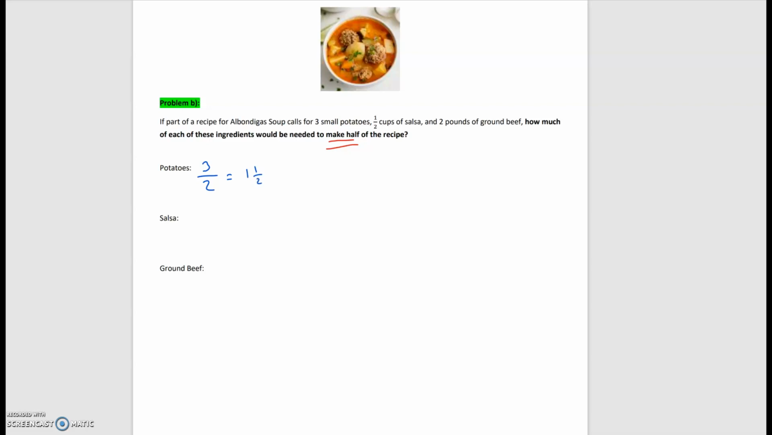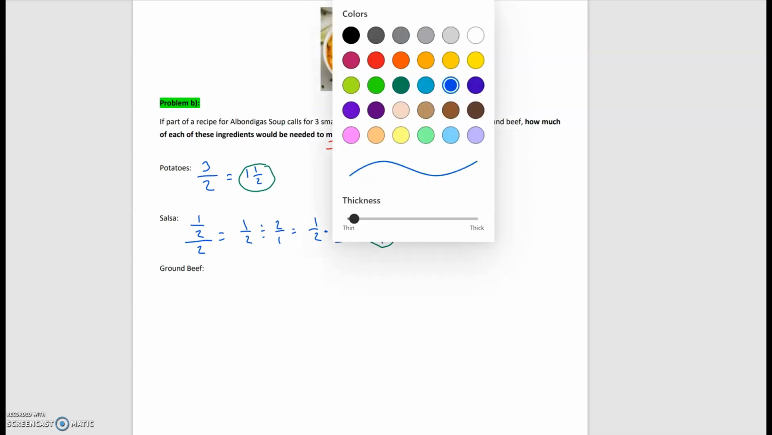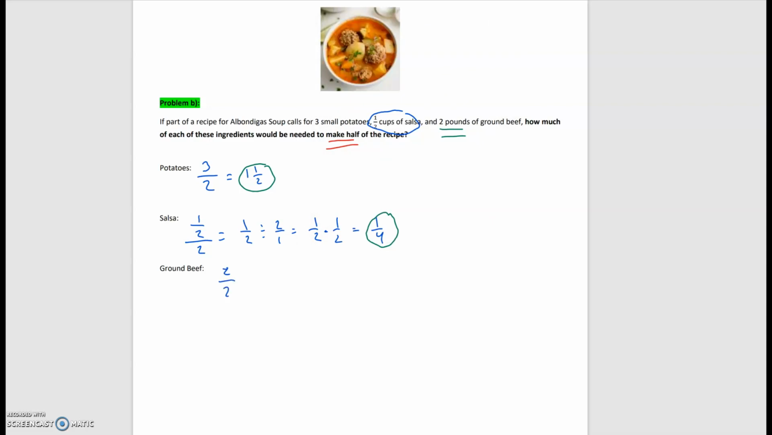The salsa, well, they're using 1/2. So in this case, 1/2 divided by 2. It's going to be 1/2 divided by 2/1, or 1/2 times 1/2, or in this case, 1/4. So I'll write it in a sentence in a minute. Let me just box in our answers. The last one is going to be 2 pounds of the meat. So in this case, 2 divided by 2, or 1.